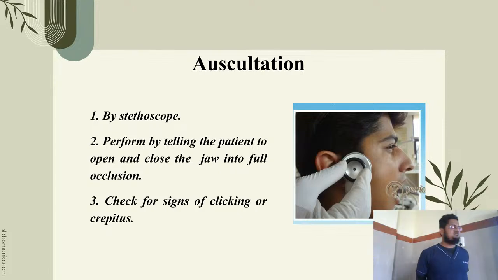First method is auscultation. By keeping the stethoscope on the condyle of the temporomandibular joint, or that area, we tell the patient to open and close the jaw into full occlusion. Check for the signs of clicking or crepitus. This is the first method.